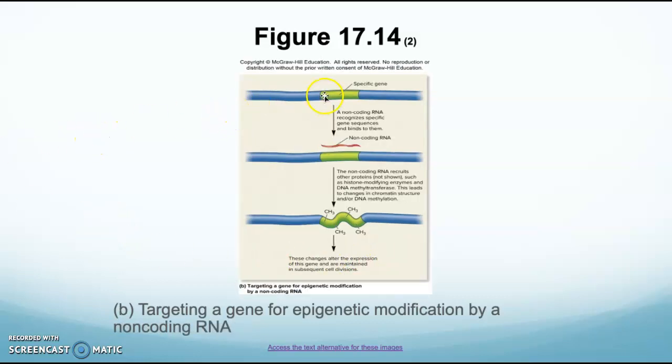We can also have where we have a specific gene and we have a non-coding RNA that recognizes that specific gene sequence and binds to it. Remember, we can have these as complementary. And when this happens, it again can bring in other proteins. And in this case, it's showing that methylation could occur. Again, generally speaking, we'd think of that as a down regulation.